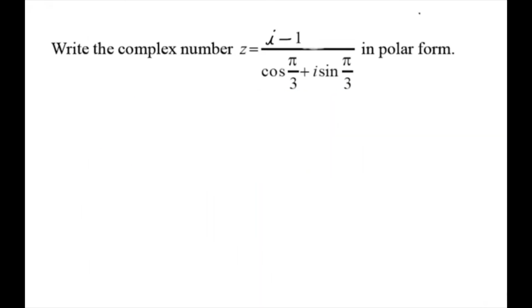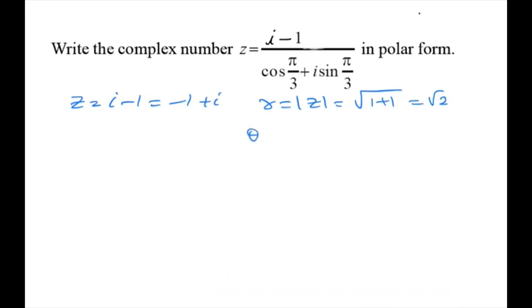Now consider this problem. Write the complex number z. In the earlier problem, we had 1 minus I. Here, I minus 1 in the numerator. Denominator is same in the polar form. First, we shall express I minus 1 in the polar form. Say z is I minus 1. That is minus 1 plus I. Or the modulus of z is root of 1 plus 1, root 2. Z lies in the second quadrant.